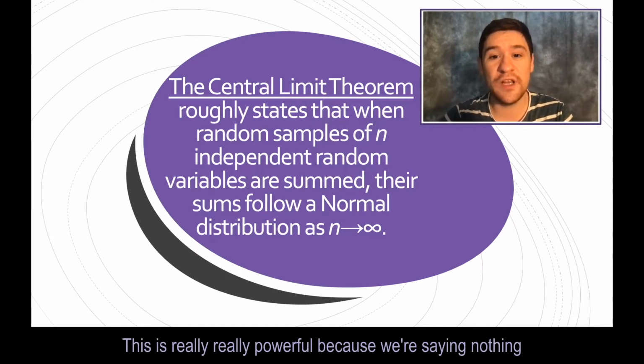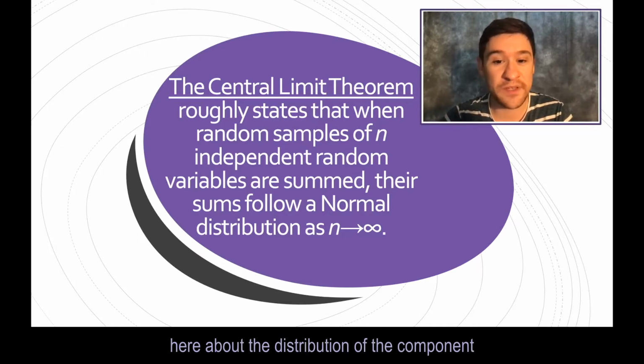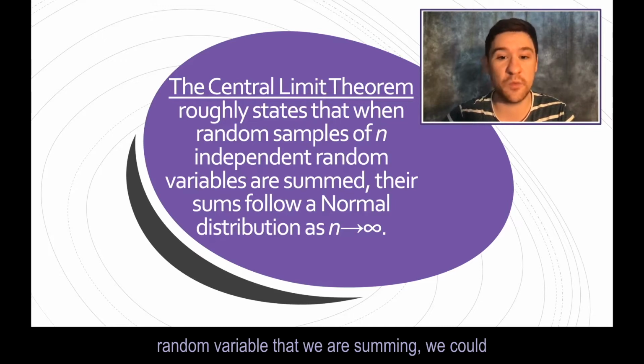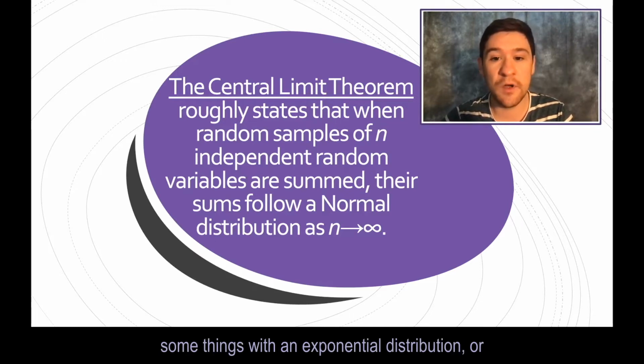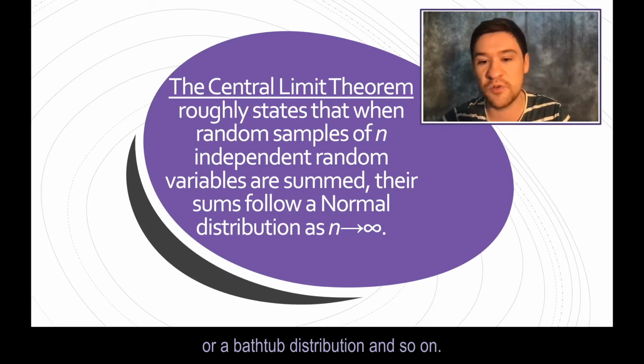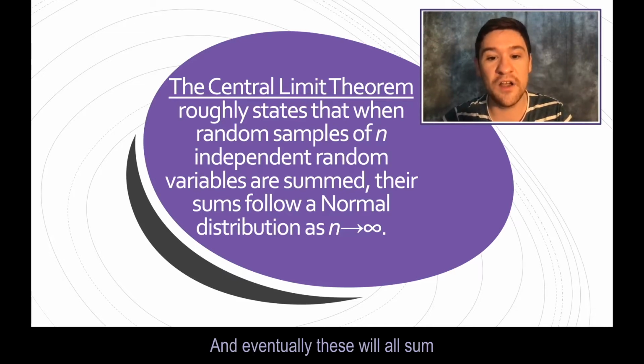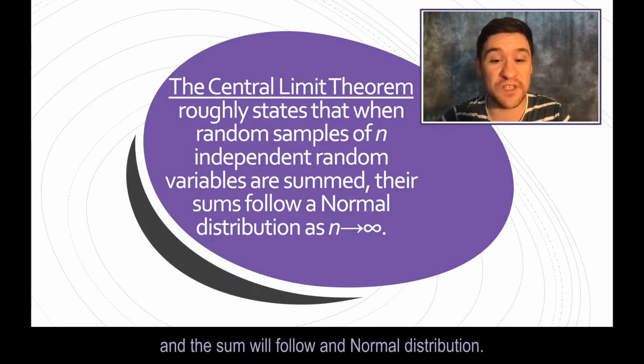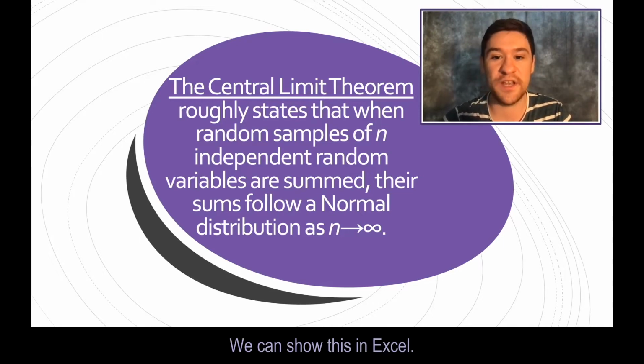This is really, really powerful because we are saying nothing here about the distribution of the component random variables that we are summing. We could sum things with an exponential distribution, or we could sum things with a discrete distribution or a bathtub distribution and so on. Eventually these will all sum, and the sum will follow a normal distribution. We can show this in Excel.